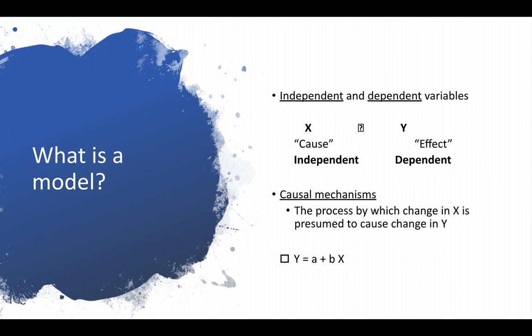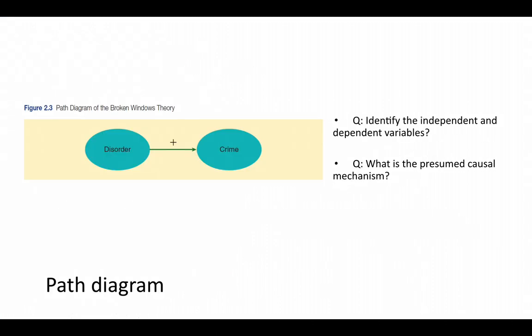All right, so you can use an equation, for instance, a mathematical expression of a model, or you can say, okay, I'm going to use a graph, all right, like this. Now this path diagram or the model shows the relationship between social disorder and crime. So this is the model expression of the broken window theory.